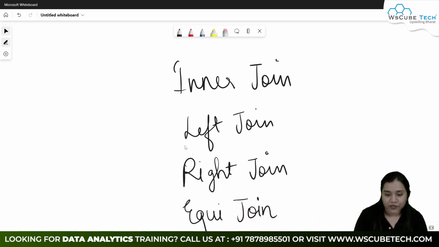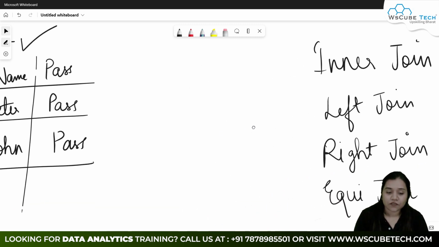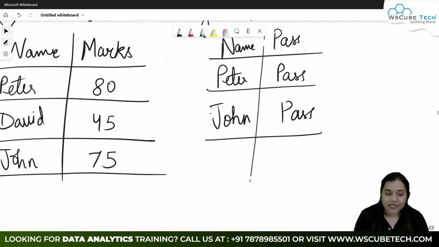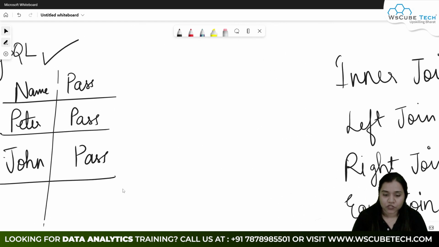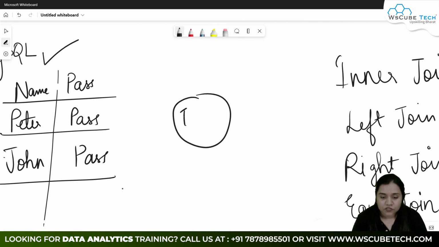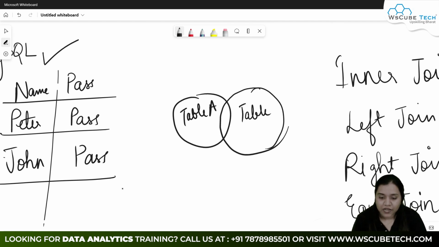First of all, talking about inner joins. Inner join gives us the common elements that are there in both the tables. For example, here we have common elements as Peter and John. Suppose we have 2 tables, let's create a Venn diagram over here. This is my table A and this is my table B, and they have some common elements as well. That's why they are intersecting, overlapping each other.